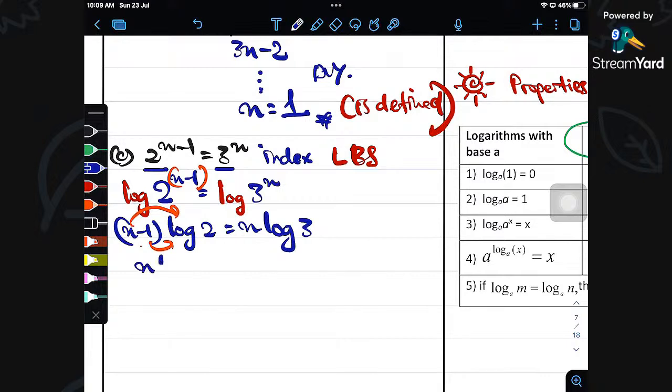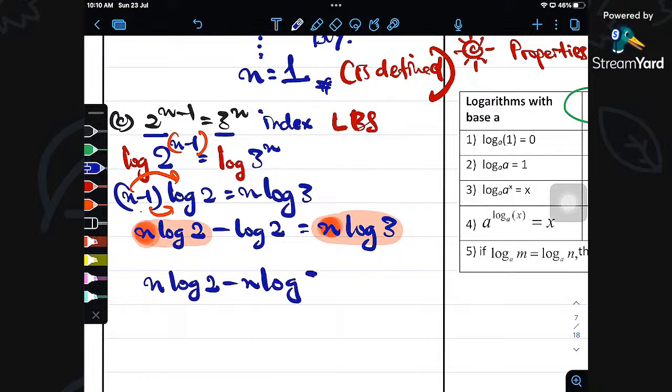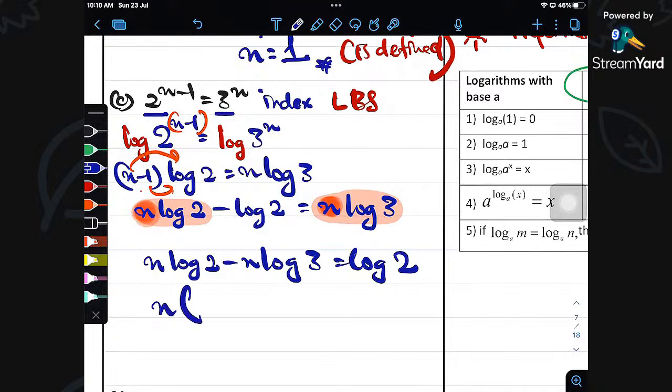Saya darab masuk, saya akan dapat x log 2 minus log 2 is equals to x log 3. Therefore, I can rearrange x log with x log. I rearrange it and I can factorize the x outside. So I will get inside here log 2 minus log 3.